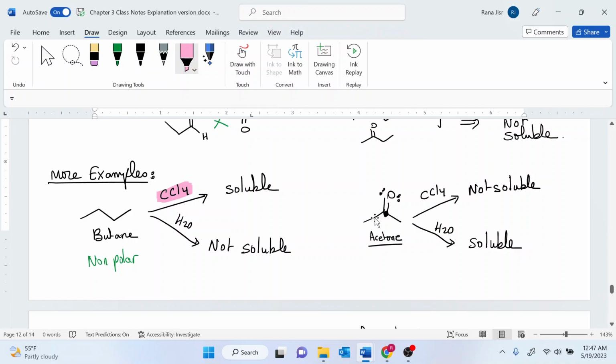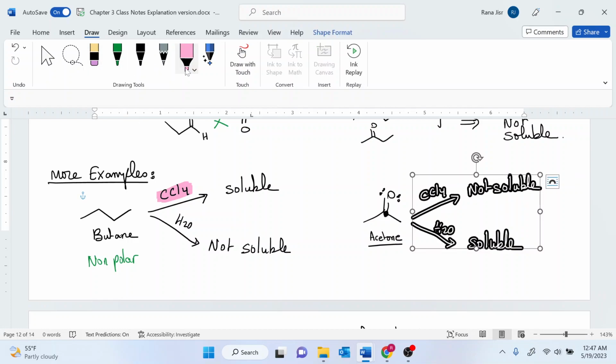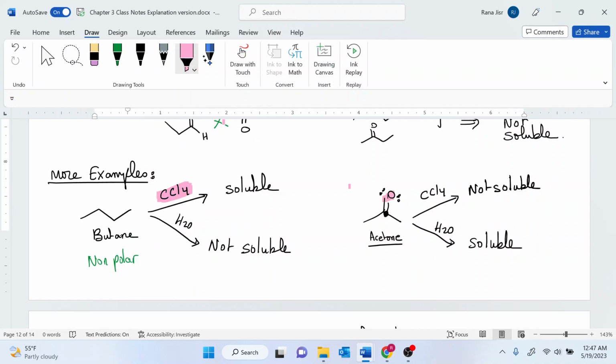Acetone, on the other hand, is made up of three carbons, so this is a small carbon chain. It makes hydrogen bonding with the water because it does have a dipole between the carbon and the oxygen, and it does have a direction of polarization. So it is a polar molecule from the carbon double bond O. This is why it is water soluble. It is not soluble in carbon tetrachloride because carbon tetrachloride is a non-polar solvent that cannot dissolve a polar molecule.